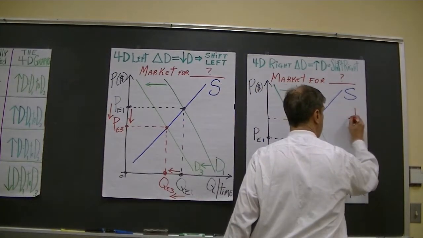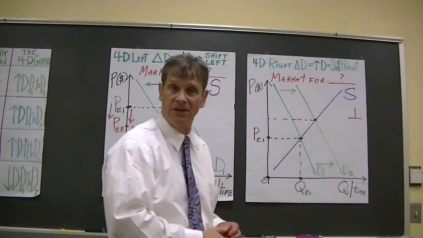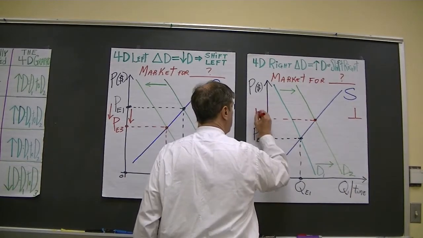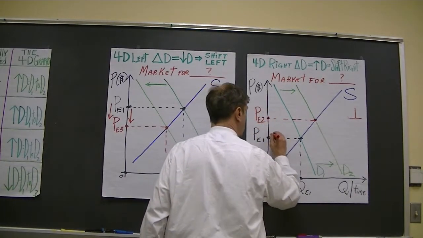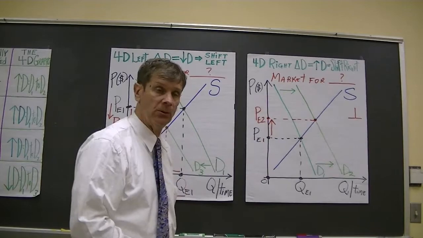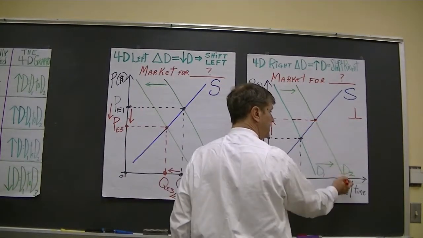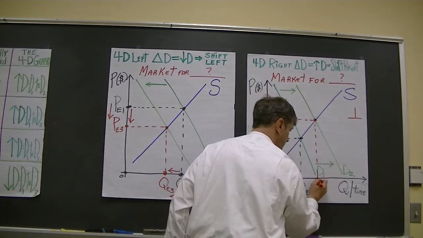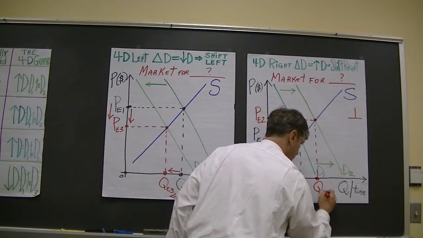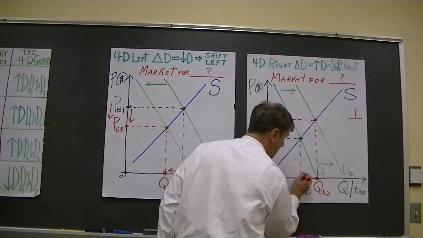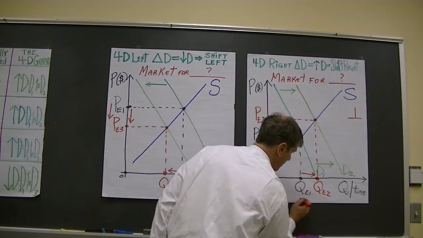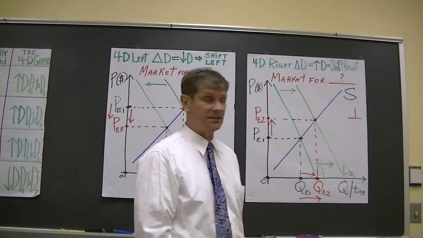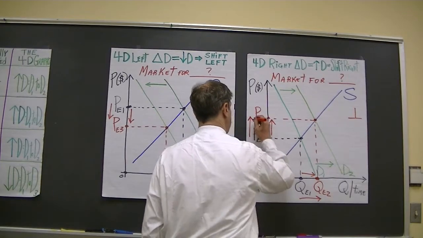D2 intersects the supply curve here. So we move around in a perpendicular fashion in the Cartesian plane geometry space in the graph world. And we're going to label that PE2, which is an increase in equilibrium price. And from D2 and supply curve S, we go to the quantity axis to find QE2. And we also have an increase in equilibrium quantity.